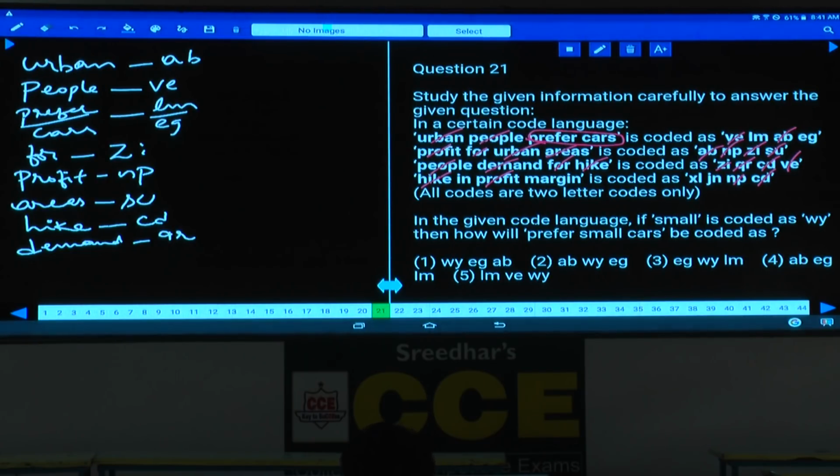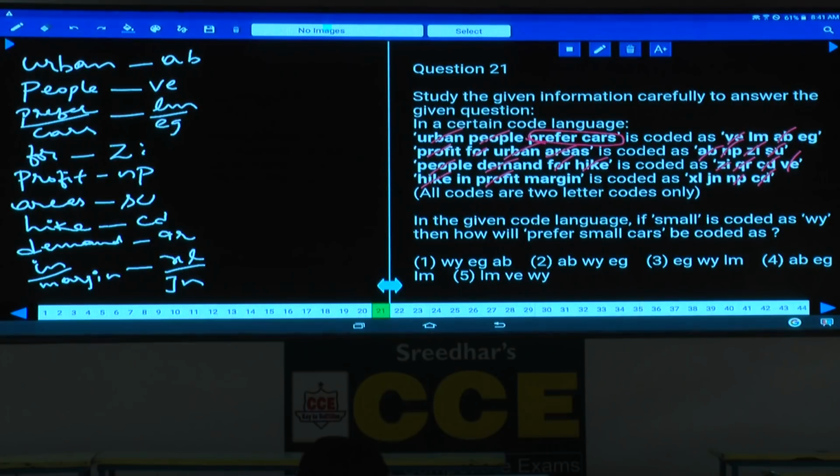And finally, in and margin are the two words left over, but in the remaining sentences, none of these two words are present. The codes for these two cannot be identified, and they are XL and JN in any order. Done with this? XL, JN.